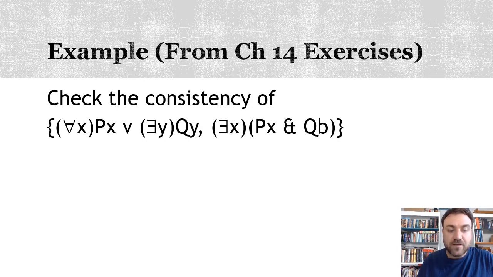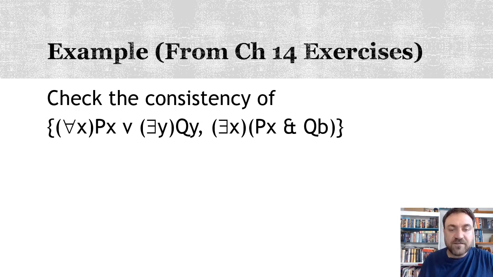So let's take a look at least one example here. This example is the first one from the Chapter 14 exercises, and we can do more of those later in some format or another. Here's the first one. Basically we have this set down here that consists of two sentences. One, the sentence that for all x, x is a P, or there exists a y such that y is a Q. And then the other sentence is there exists an x such that x is a P and Q, and b is a Q, right? Now technically we don't have to have that Qb in the scope of the quantifier, but it doesn't hurt if it is.